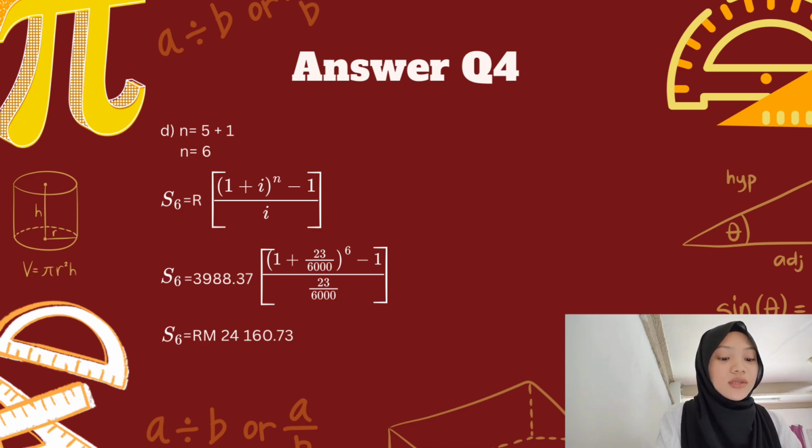Why 5 plus 1? It's because Amir has failed to pay the first 5 months, so he wants to pay for the sixth payment. Then we put that into the future value formula. So we will get the amount that Amir has to pay for the sixth payment is 24,160.73 ringgit.